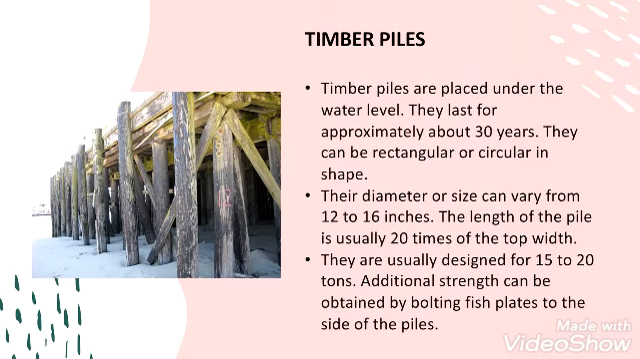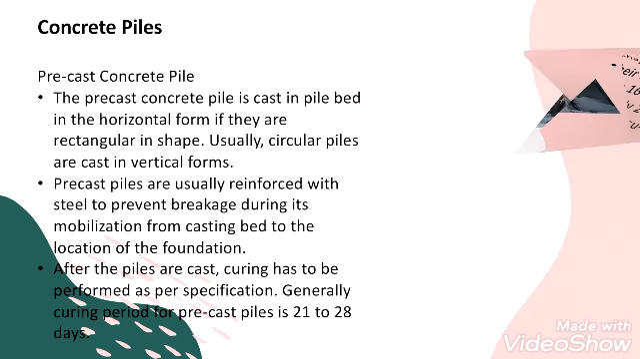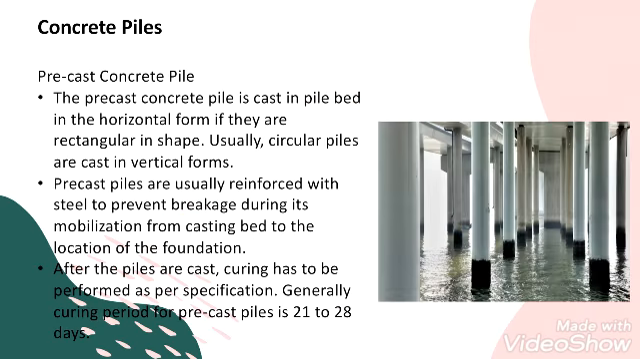Concrete piles. The precast concrete pile is cast in a pile bed in the horizontal form if they are rectangular in shape. Usually, circular piles are cast in vertical forms. Precast piles are usually reinforced with steel to prevent breakage during mobilization from the casting bed to the location of the foundation. After the piles are cast, curing has to be performed as per specification. Generally, the curing period for precast piles is 20 to 28 days.